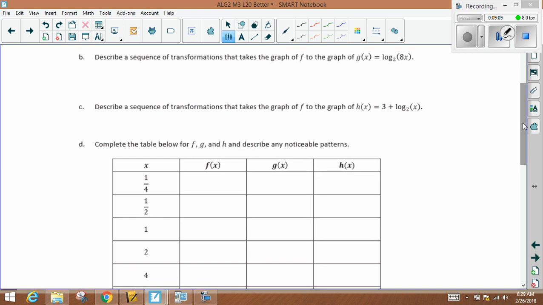Okay. Let's describe the sequence of transformations that takes the graph of f, which was log base 2 of x, onto the graph of log base 2 of 8x. Now again, I see that I could use a property of logarithms in here, and I have to. I can't stand it, right? I have a product inside of my parentheses, which means that I should probably make log base 2 of 8 plus log base 2 of x. Oh, sorry, it's 8 and x. I said the reverse of what I wrote.